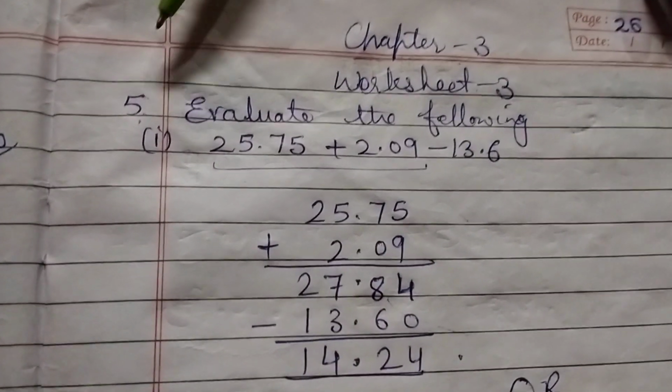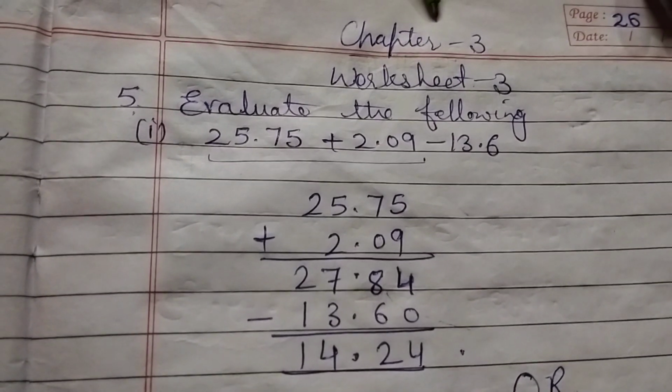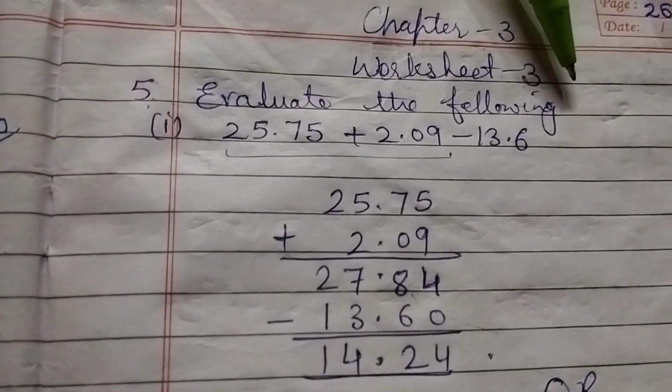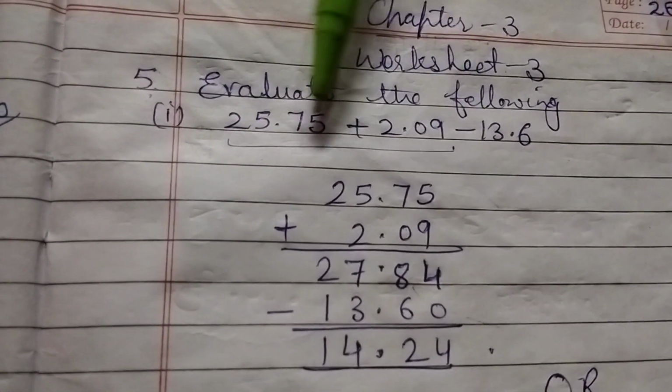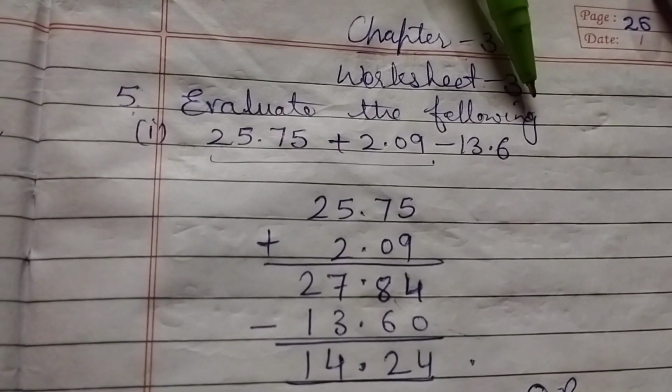So students, we are going to do question number 5 of worksheet 3 of chapter 3. Question number 5 is: evaluate the following. Here, rational numbers or rational numbers mixed with decimals are given to you. You have to solve these.